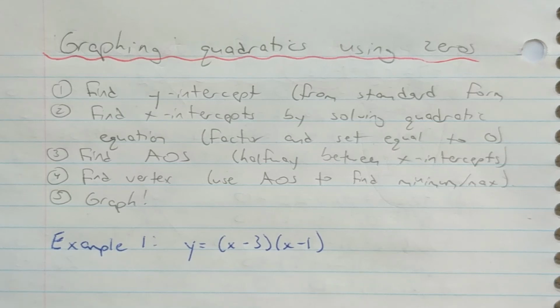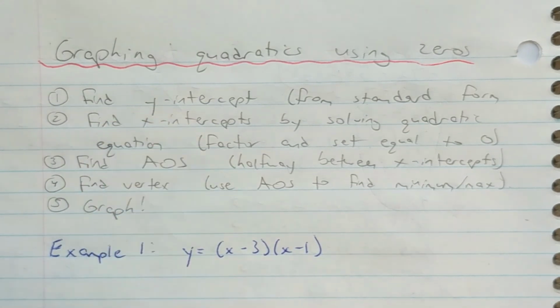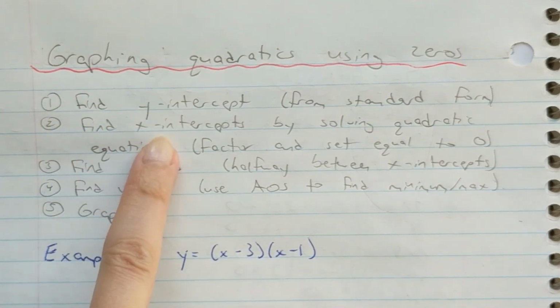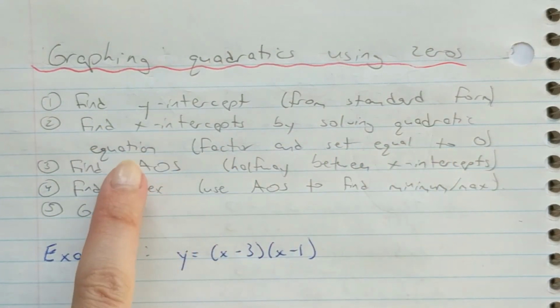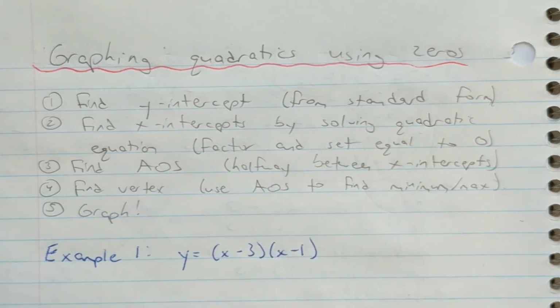Everyone, in today's lesson we're going to talk about graphing our quadratics using the zeros. There are a few steps to follow. First and foremost, we're going to find our y-intercept, and this is going to be from our standard form. We then need to find our x-intercepts by solving our quadratic equation, i.e. we need to factor and set it equal to 0.